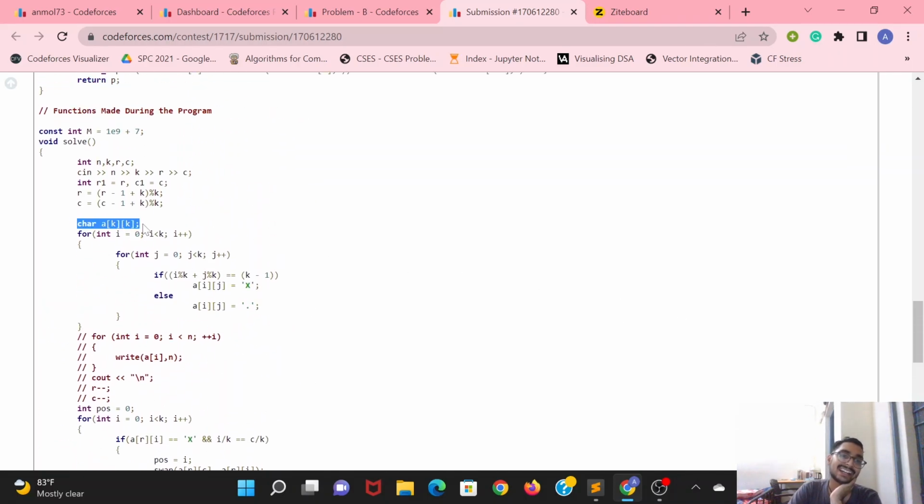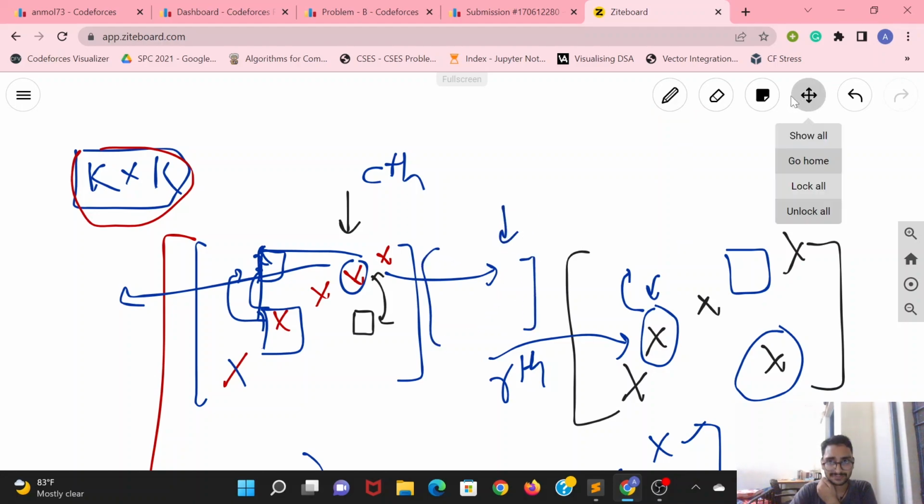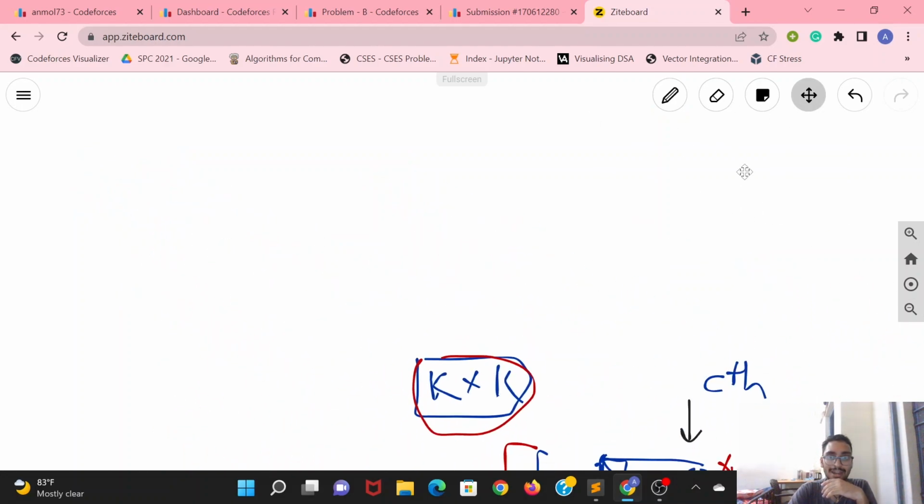Yeah, so I take a character 2D array. Also, the first thing, as I told you, is that I'm converting R and C to their equivalent in a small k by k matrix. Like R comma C will be in some k by k matrix.